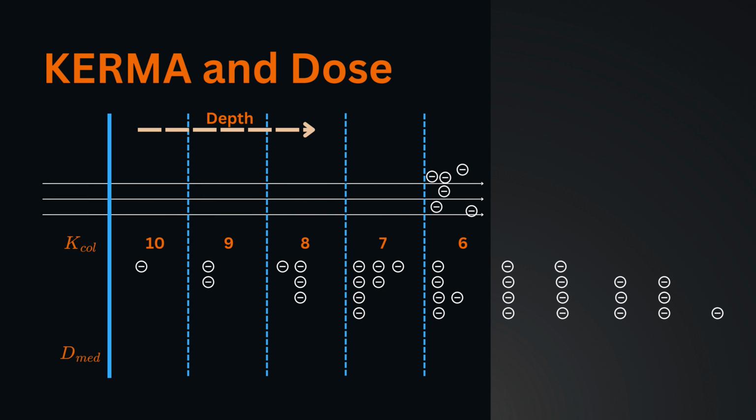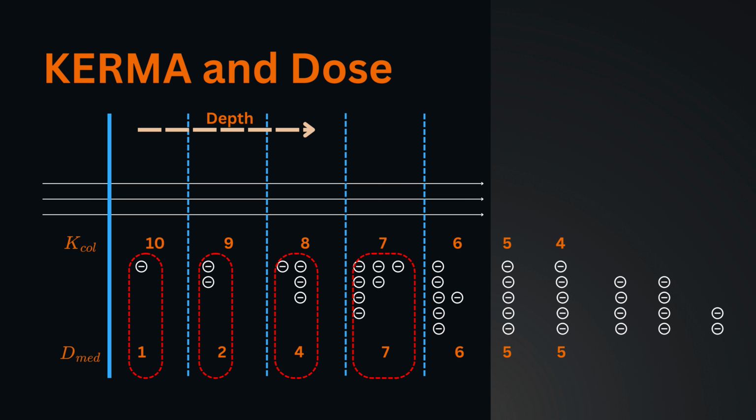This leads to an important observation: the KERMA is highest at the surface and decreases with depth. In contrast, the absorbed dose initially increases with depth, reaching a peak value before it starts to decline. This initial increase in absorbed dose is referred to as the build-up region. The point at which the absorbed dose reaches its maximum value is known as the depth of maximum dose. Beyond this point, the absorbed dose begins to decrease.